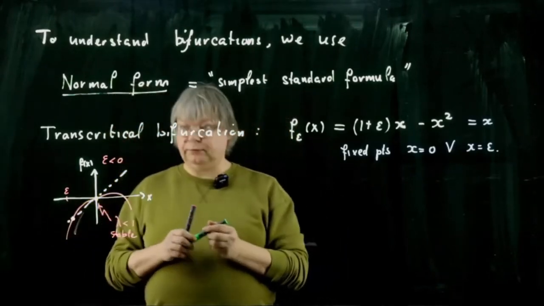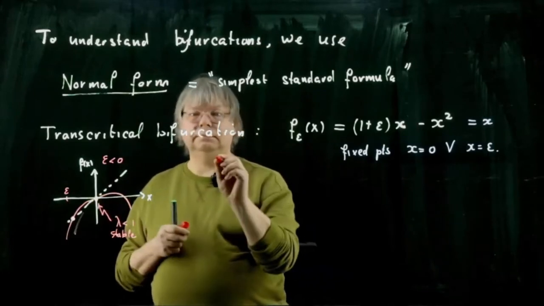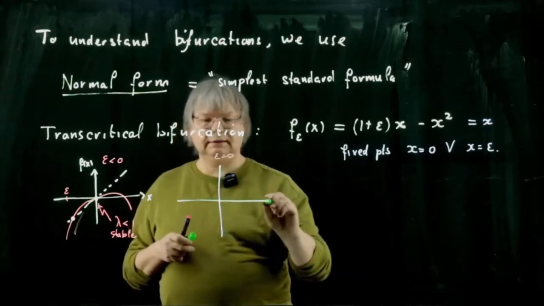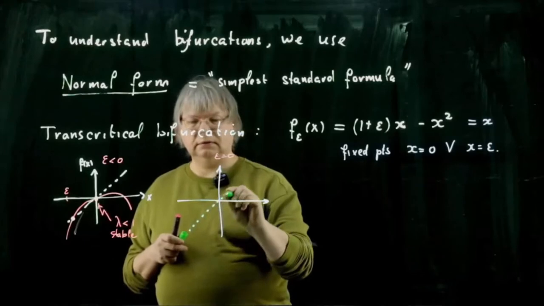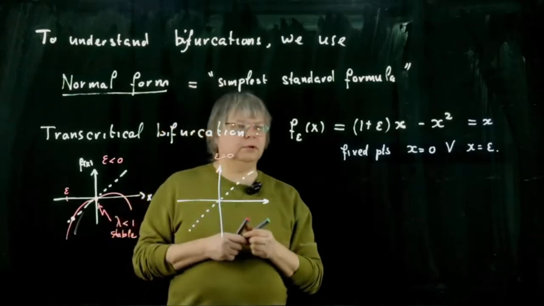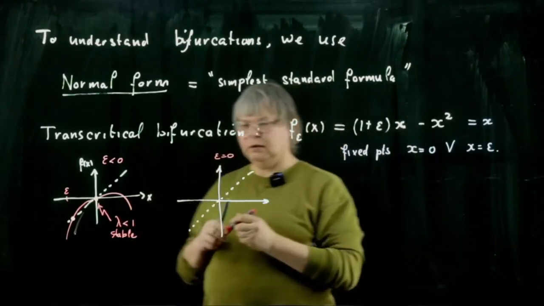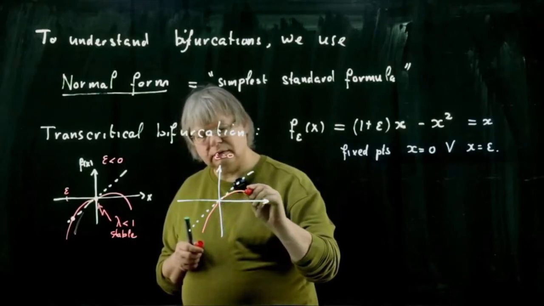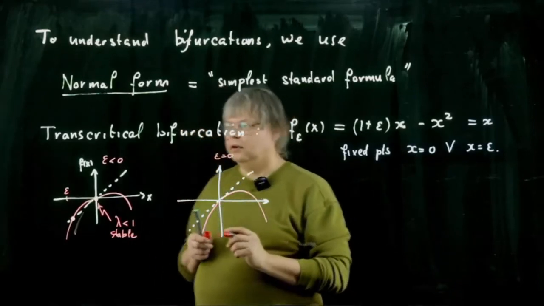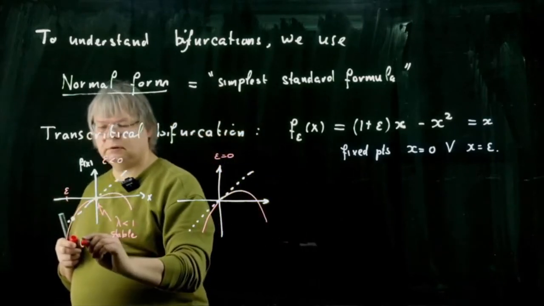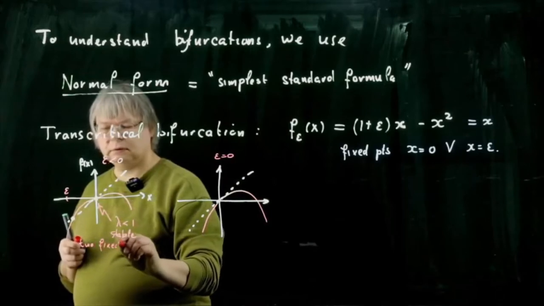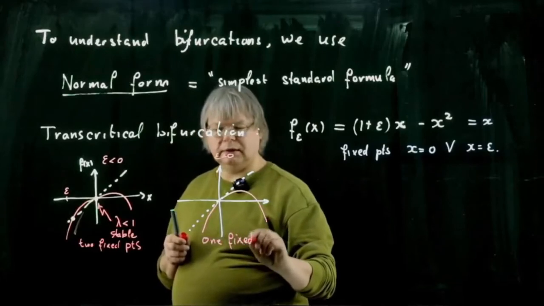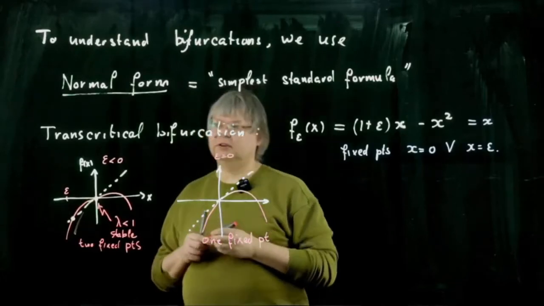Okay, what happens if epsilon is 0? Again, the axis, the diagonal. And if epsilon is 0, we're looking at the function x minus x squared. And that is exactly tangent to the diagonal at 0. So here we had two fixed points. Here's one fixed point. Or if you like, two fixed points merged into one.